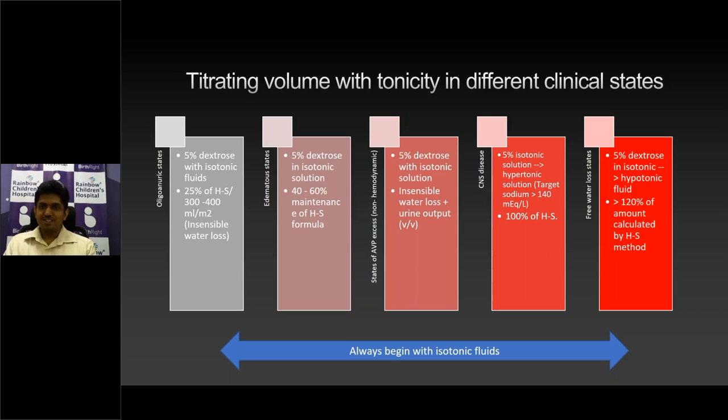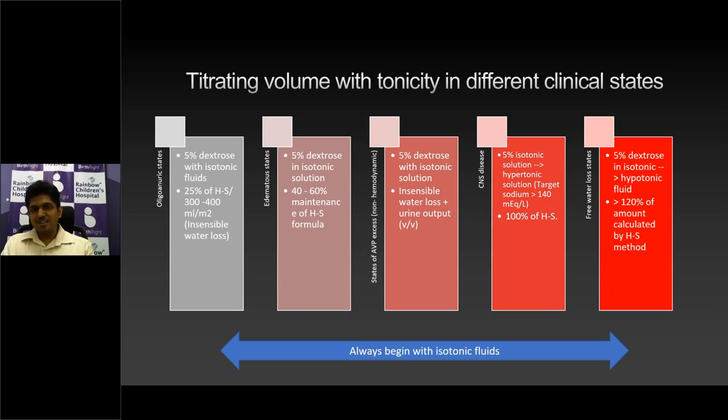Coming to the CNS disease, again here the peculiarity is you should not allow hyponatremia, or in fact you have to target sodium levels which are higher to decrease cerebral edema. Since the target sodium is more than 140, here you have to consider either an isotonic solution, but you can even start a hypertonic solution if the first sodium level, if you have one prior to admission, is low. Suppose you don't have a sodium level, start with isotonic solution, but this is one state where you are giving 100% of the Holiday-Seger maintenance.